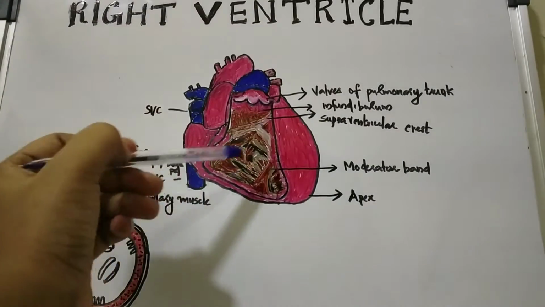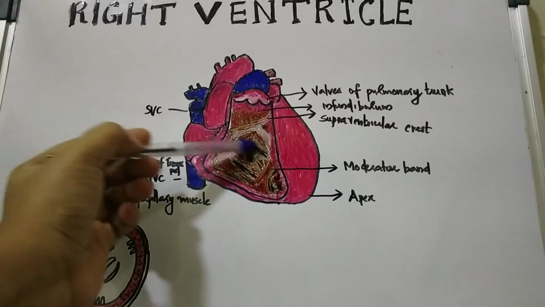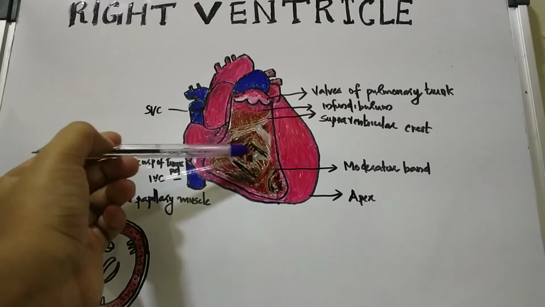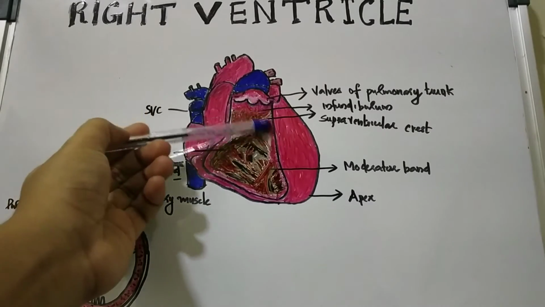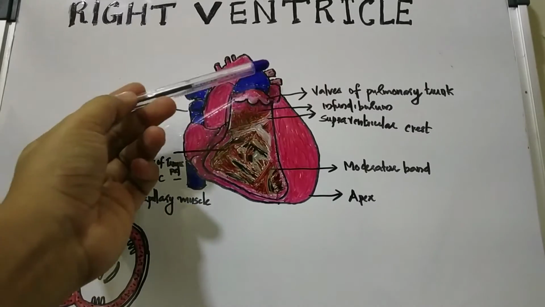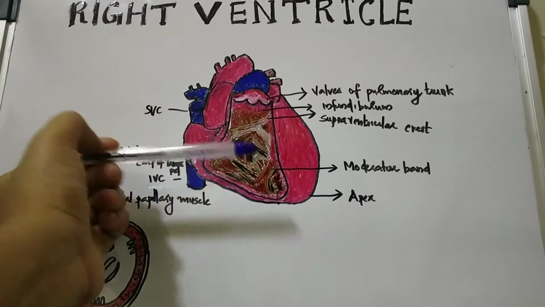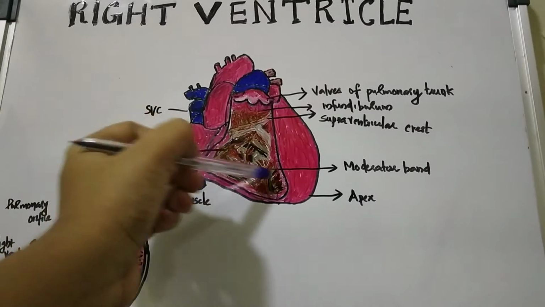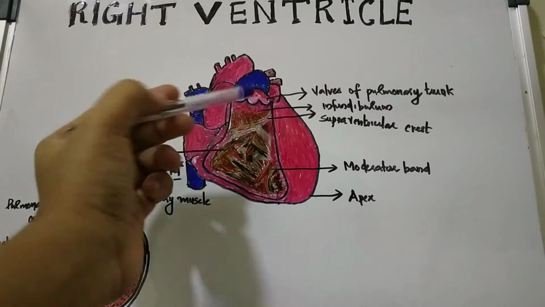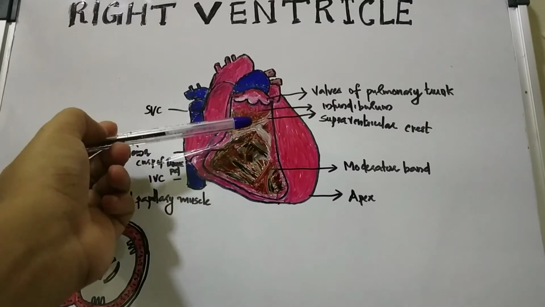So internally the right ventricle is divided into two parts. The inflowing part, also called the rough part, receives blood from the right atrium. And the outflowing part, which is the smooth part, pumps blood through the pulmonary trunk. The rough part is due to the presence of muscular ridges called the trabeculae carneae. Here you can see the muscular ridges called the trabeculae carneae, and this gives it a rough appearance. And the outflowing part is called the smooth part, which pumps blood through the pulmonary trunk.